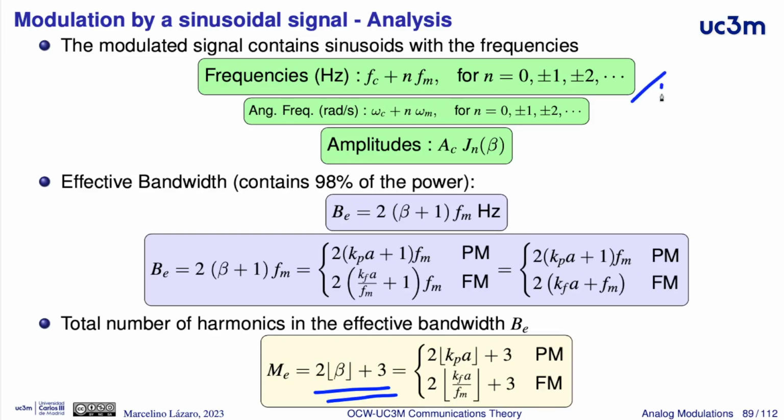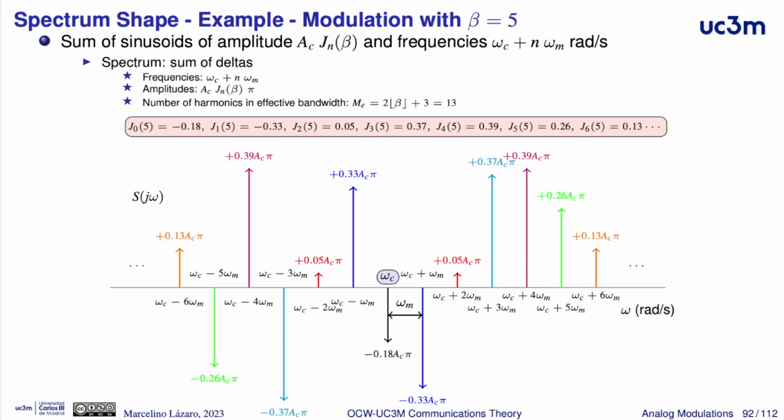We know the frequencies, we know the amplitudes of these sinusoids, and the frequency response is a set of deltas located at the corresponding frequencies, the carrier frequency plus an integer number times the frequency of the modulating signal, and the amplitudes are the amplitudes of the sinusoids, Ac times Jn of beta times pi. It's relatively simple to plot the spectrum for these signals.